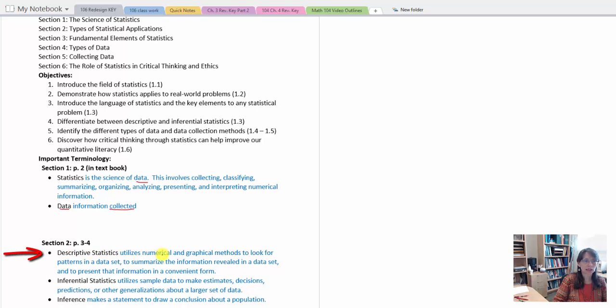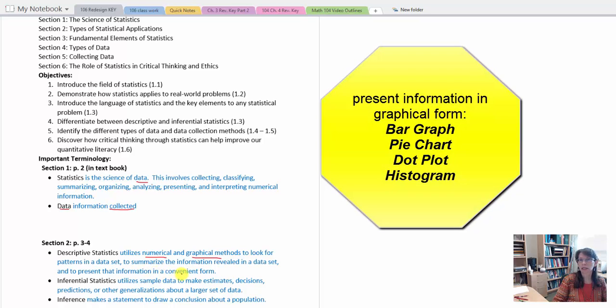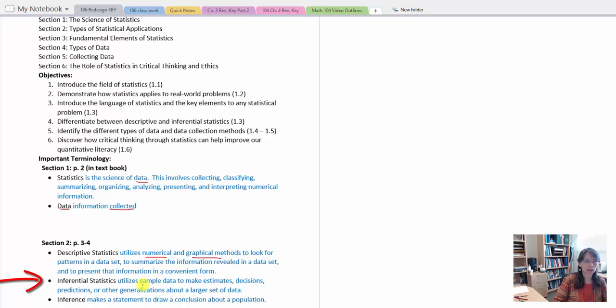Descriptive statistics utilizes numerical and graphical methods to look for patterns in the data set. We'll also summarize information revealed in the data set, and we'll present that information in a convenient form, such as some type of a graph. Inferential statistics utilizes sample data to make an estimate. So we're relying on the numerical data to make some kind of statement or summary based on that data. So we can make decisions, predictions, or other generalizations about a larger set of data.